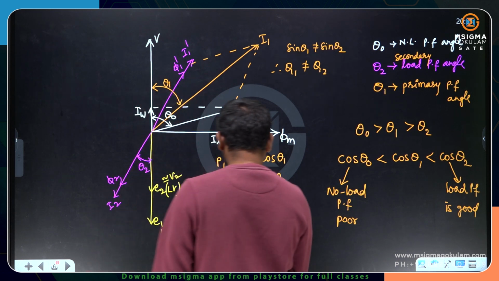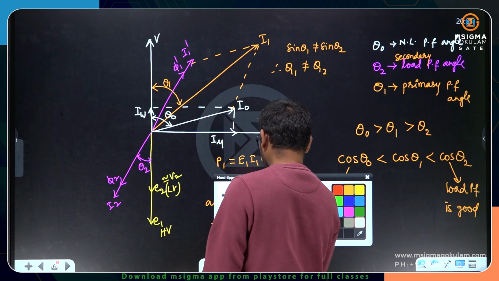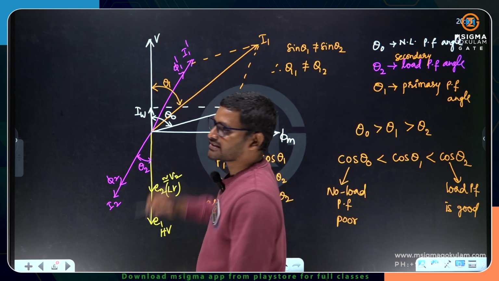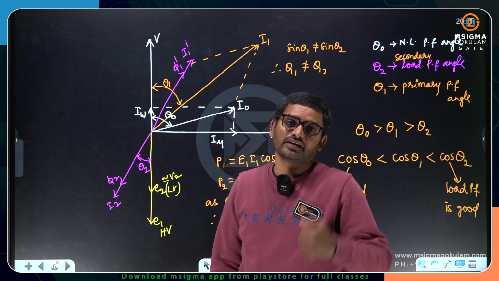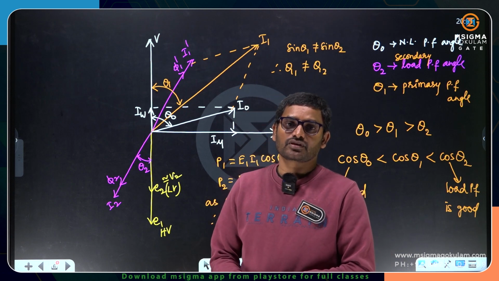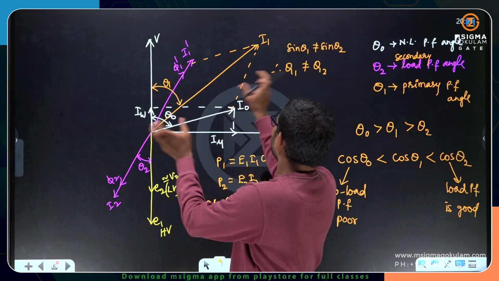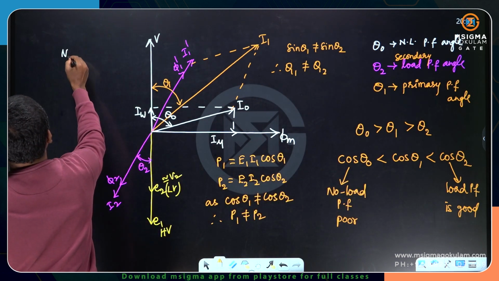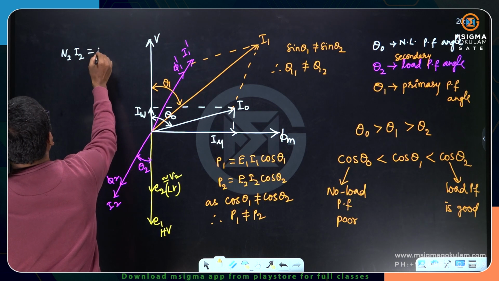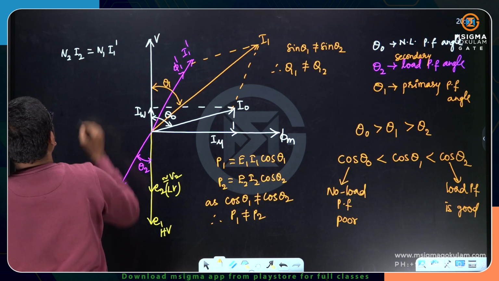So there is one more point I wanted to say. What is this I1 dash? I1 dash is the primary source component of current. How can I relate it with I2? We got N2 into I2 is equal to N1 into I1 dash. This is the MMF balance equation.